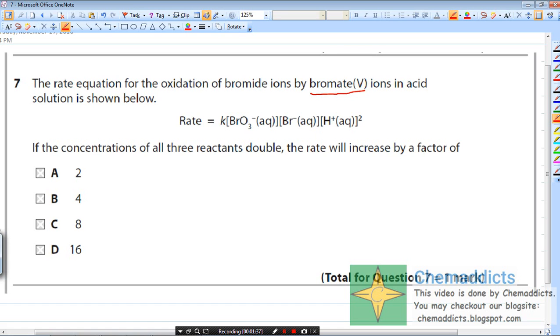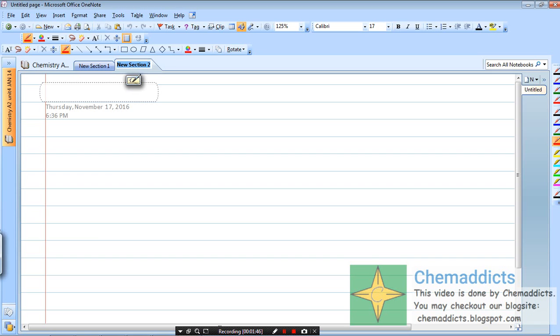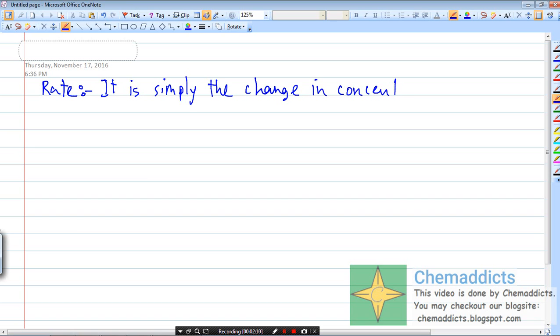So let us know what is meant by rate. So at first let us know what is meant by rate. So rate is simply the change in concentration. It is the change in concentration per unit time. Rate is simply the change in concentration per unit time.